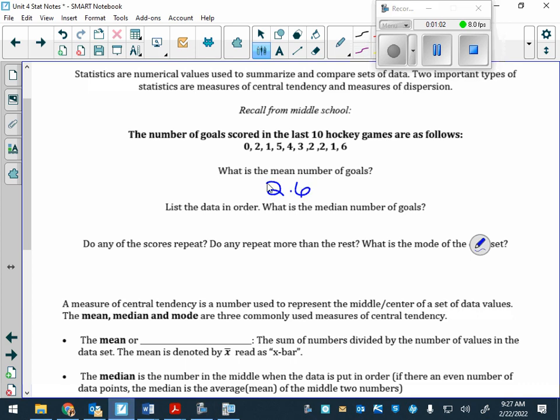The mean is 2.6. Add them all up and divide by 10. What is the median? We have to list them in order. The median is 2.5, the middle. So when we put them in order, we have 0, 1. I'm going to cross out as I go. We have 1, 2, 3.